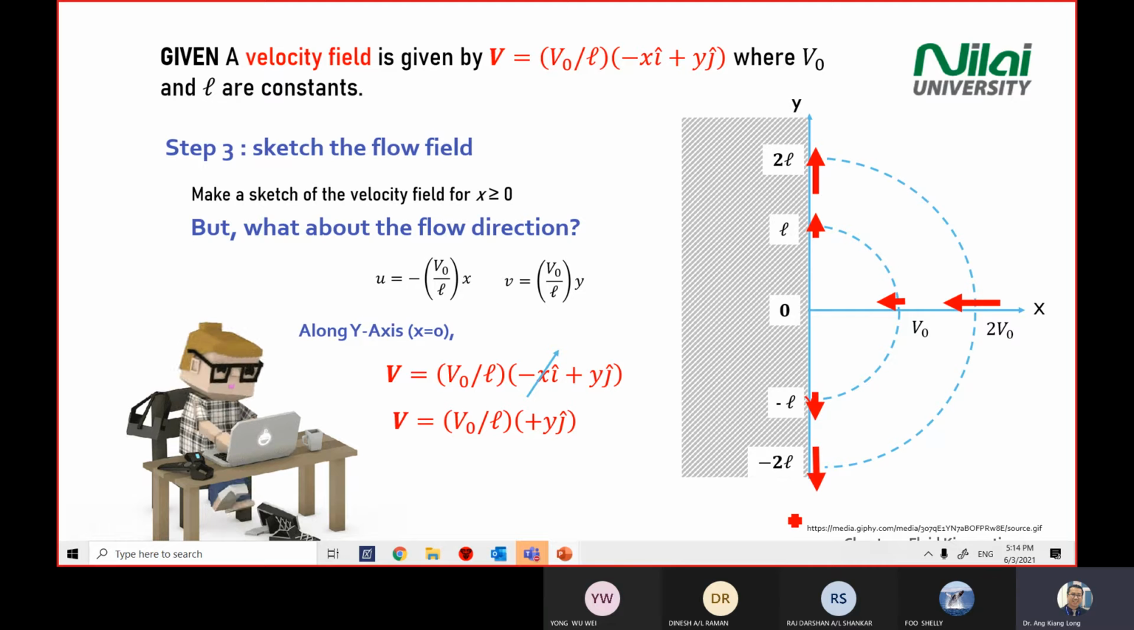All right, Raj and Dinesh, do you understand how to draw the arrow direction? Yes, sir. Okay.